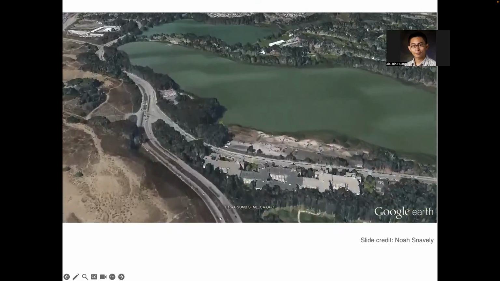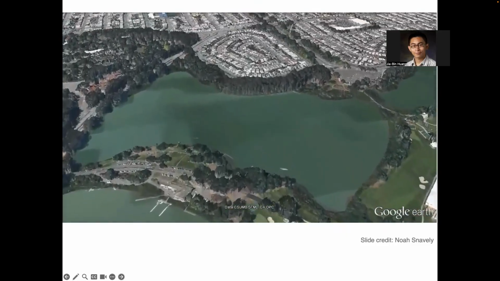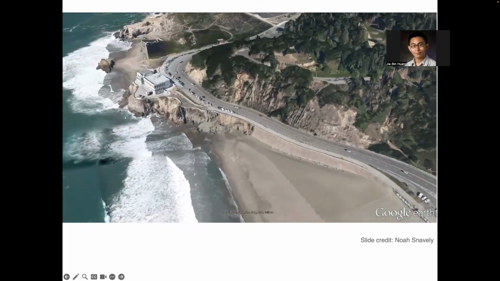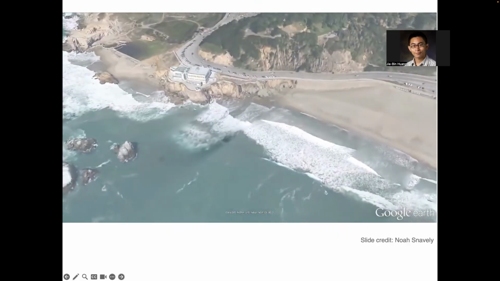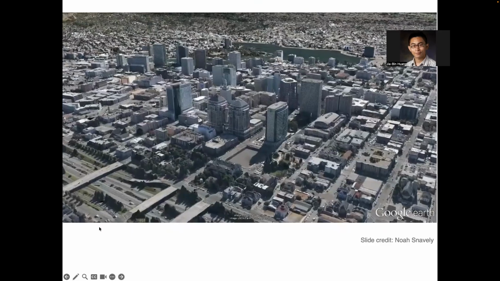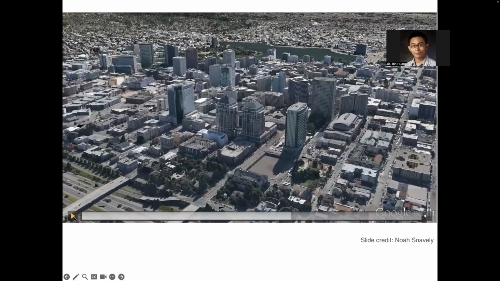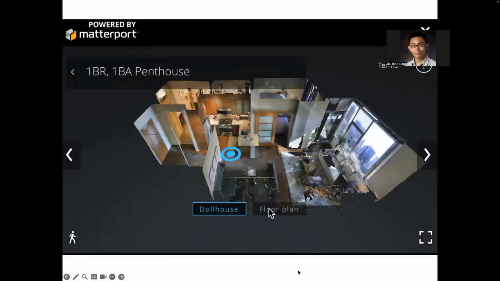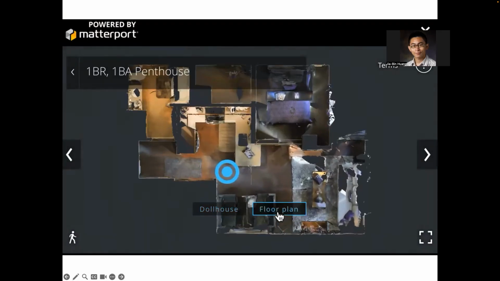Obviously, you can do constructions. You can monitor a city's development. You can inform policymakers to make decisions. If it is a historical site, you can do preservation. Okay, so all these are applications.